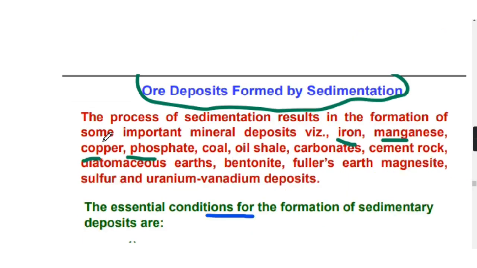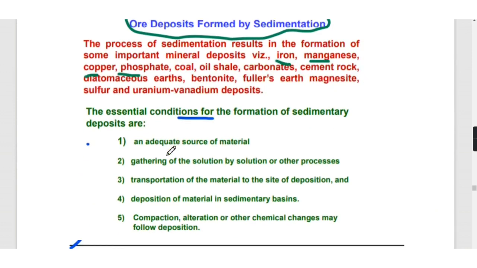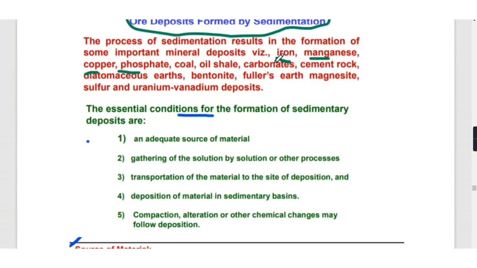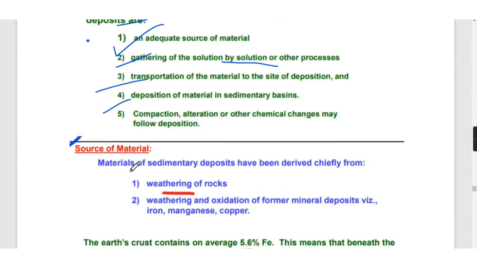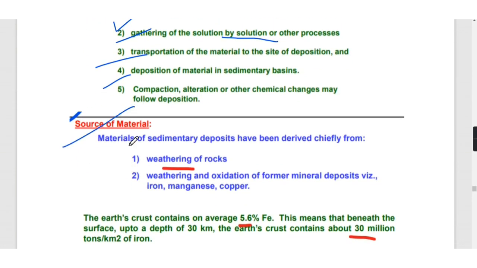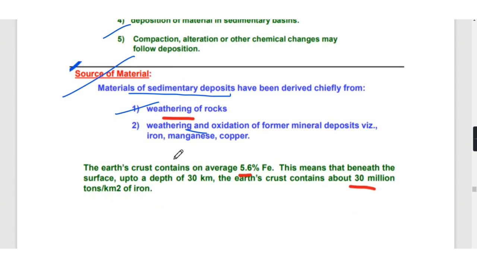Next is ore deposit formed by sedimentation. By the process of sedimentation, iron, manganese, copper and phosphate minerals get deposited. What are the essential conditions for the formation of sedimentary deposits? There should be an adequate source of material, gathering of solution by solution and other processes, transportation, and deposition. Material of sedimentary deposits has been derived chiefly from the weathering and oxidation of elements like iron, manganese and copper.